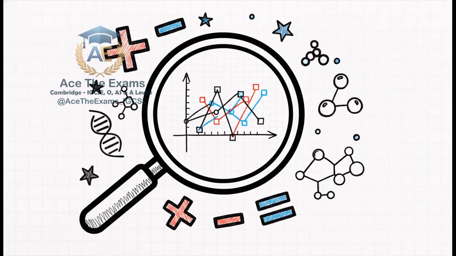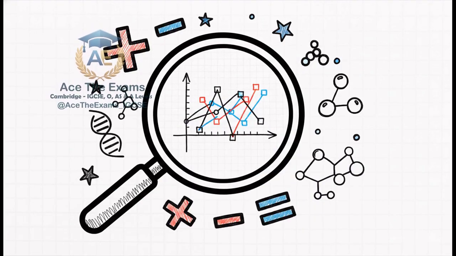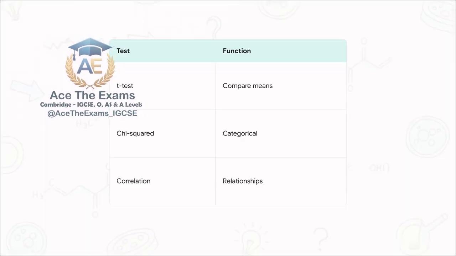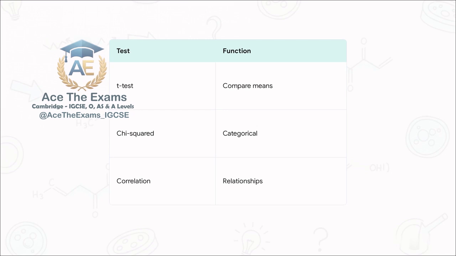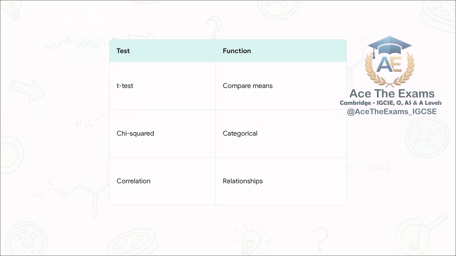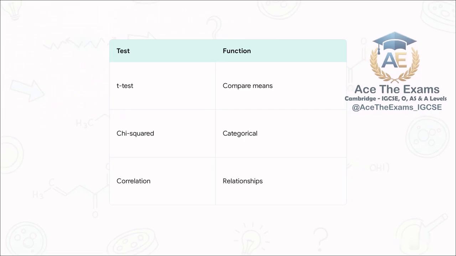Moving on to Section 2, the Statistical Analysis Framework. Let's talk about selecting the right test. You've absolutely got to commit this table to memory. Correctly choosing between a t-test, chi-squared, or correlation test is a totally non-negotiable step in your procedural framework.